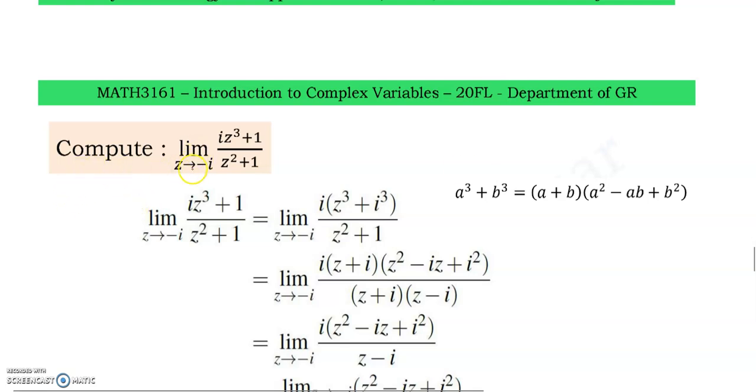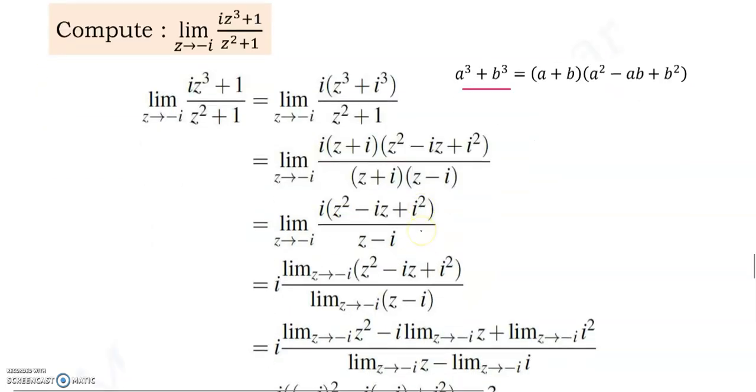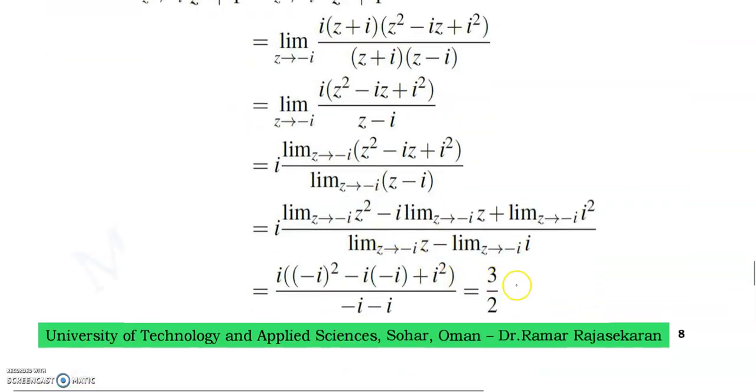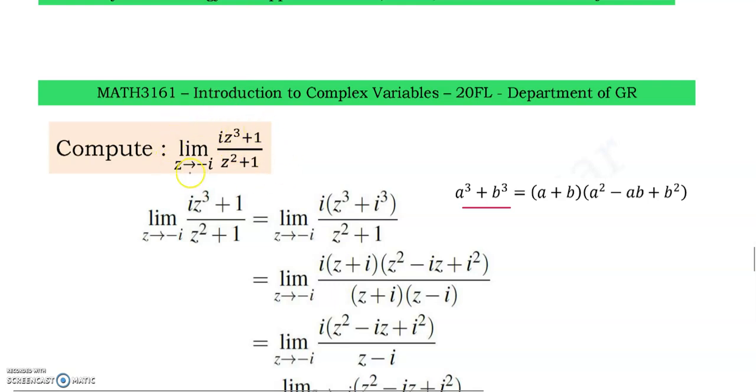Now you see the limit. Compute the limit as z tends to minus i of z cube plus 1 divided by z square plus 1. This is very simple. We have already studied this in calculus 1. Apply this rule to expand this, then cancel the common factor, and then substitute the limit in the numerator and denominator, so that you find the value 3 over 2. That is the value of this given limit.